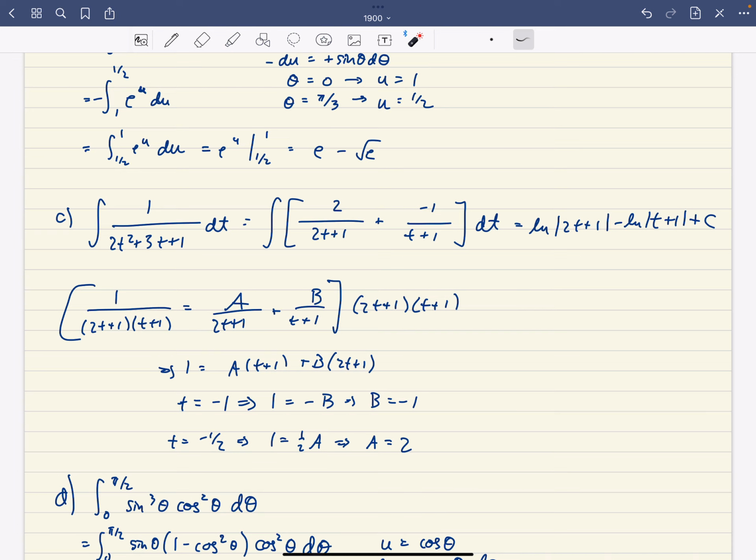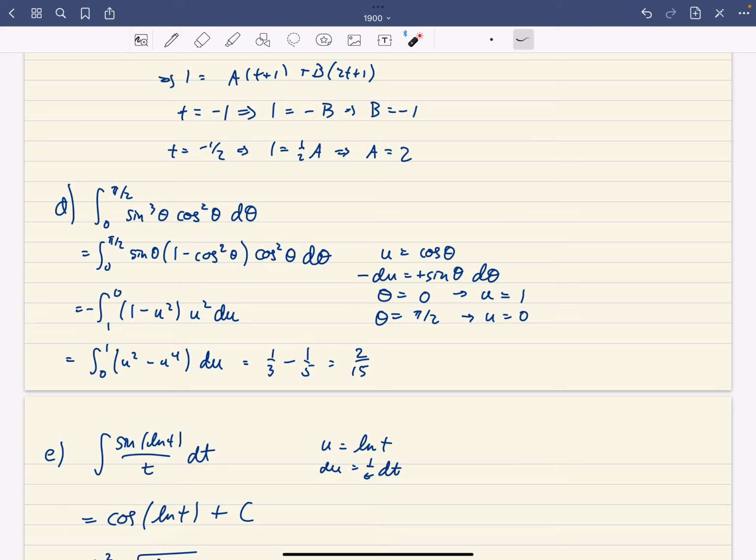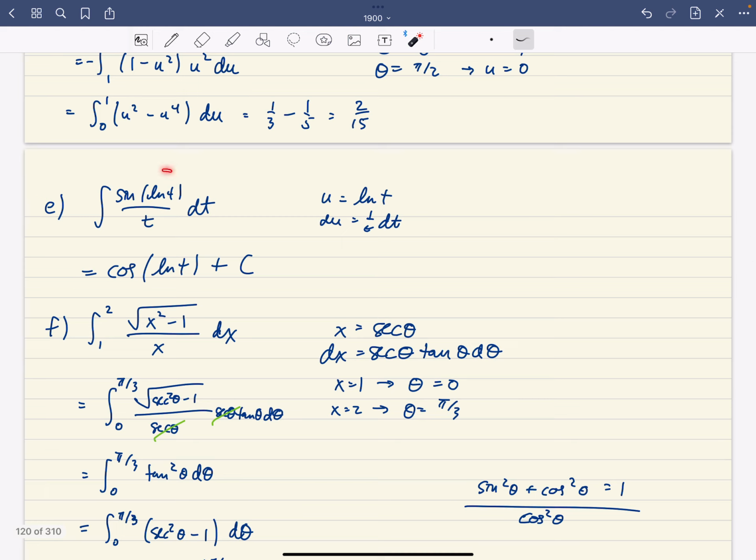of t plus 1. For part D, what we did is we took one of the sine thetas and split it off and wrote sine squared theta as 1 minus cosine squared theta. And then we substituted u as cosine theta. Okay, and we ended up getting 2/15. Part E was super straightforward.